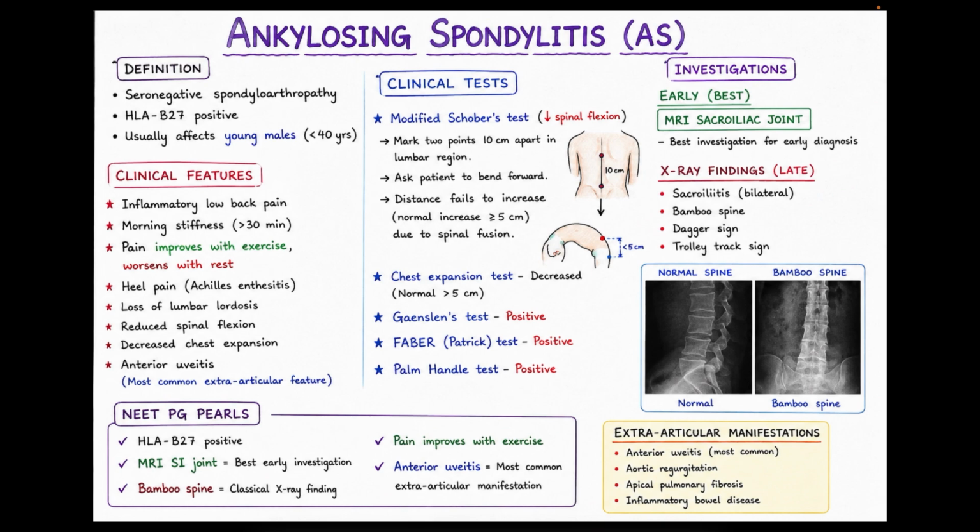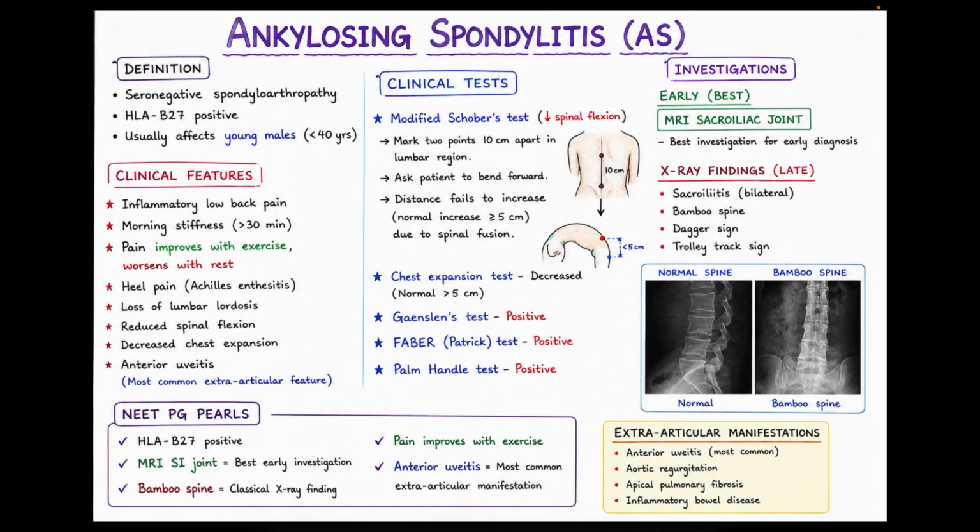So at last I'll tell you what are the things you have to remember here. It's HLA-B27 positive and MRI of the sacroiliac joint is the best early investigation, and the classic X-ray finding you see here is bamboo spine, and these are the clinical features you have to remember for sure to diagnose this condition. Now let's get into the questions which are asked very frequently, like what type of questions are asked in NEET PG, and let's see if you guys can solve these.